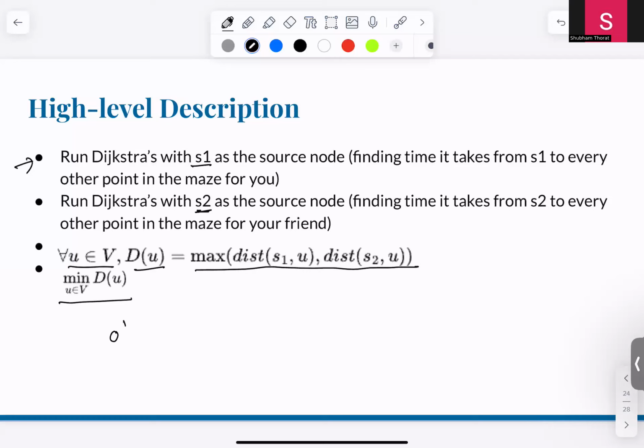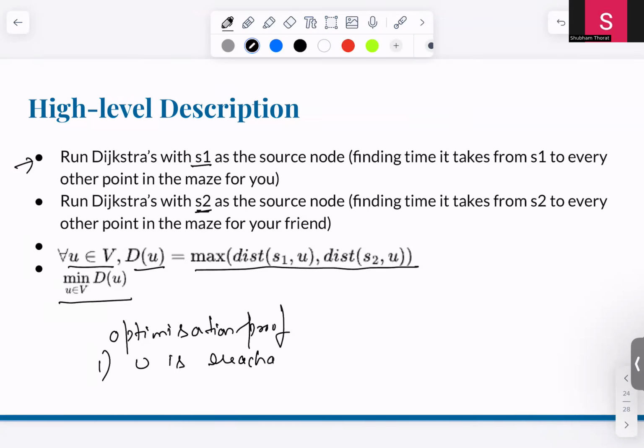So understand it is an optimization problem, right? You are trying to find the minimum value. So what is the first thing that you need to show? You want to show that the U you're getting is actually reachable from both S1 and S2, right? And second thing, we want to show that this minimum of dU is the answer that you're looking for.